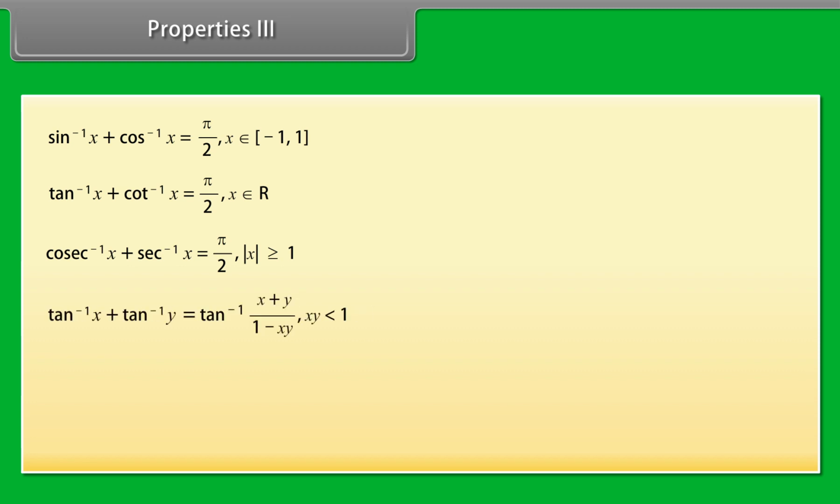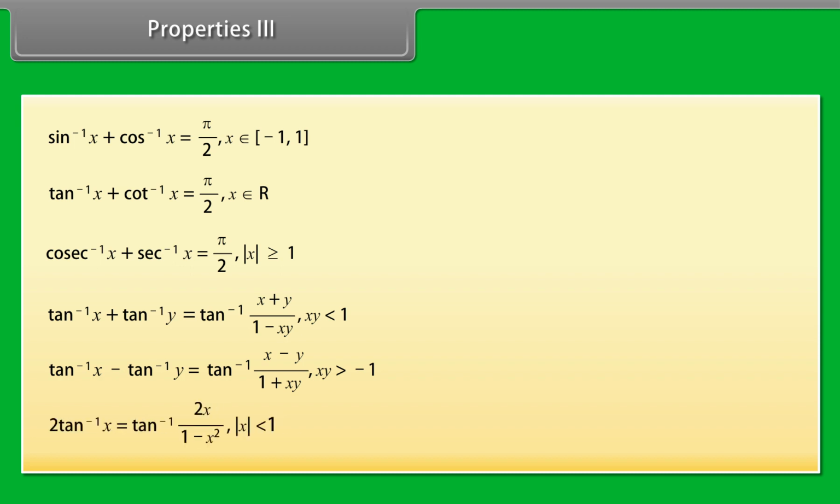Tan inverse x plus tan inverse y is equal to tan inverse of (x plus y) by (1 minus xy), xy less than 1. Tan inverse x minus tan inverse y is equal to tan inverse of (x minus y) by (1 plus xy), xy greater than -1. 2 tan inverse x is equal to tan inverse of 2x by (1 minus x square), modulus of x less than 1.